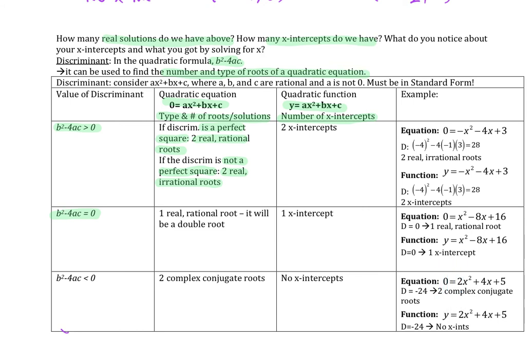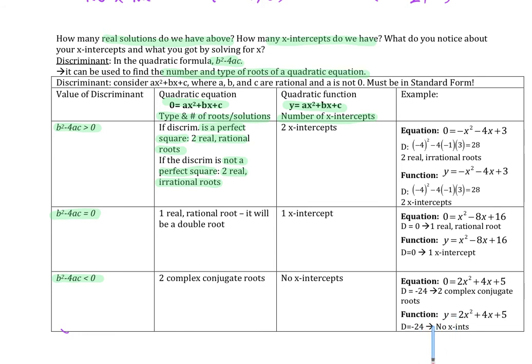And then the last one here, if that discriminant is negative, my solutions for my equation will be two complex conjugate roots. But since they're imaginary, complex, that means for my function we'll have no x-intercepts. So again, here for this equation, b squared minus 4ac will give us a discriminant of negative 24. So if I were to solve this, we'll end up with two complex conjugate roots. And if it's just a function, that just means no x-intercepts.